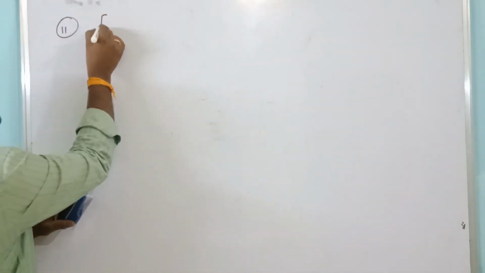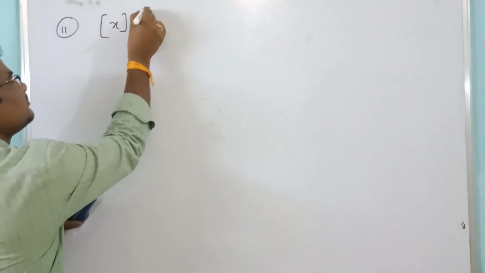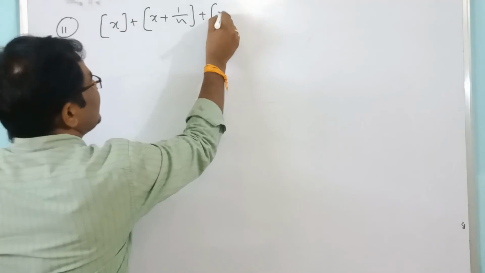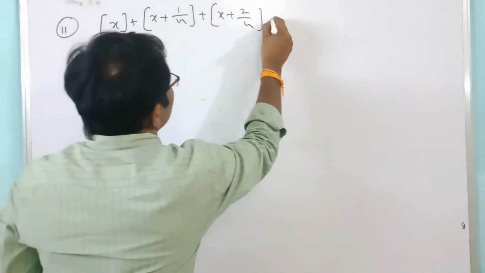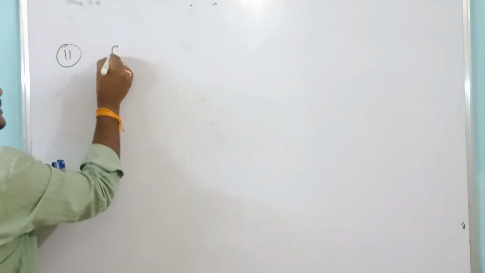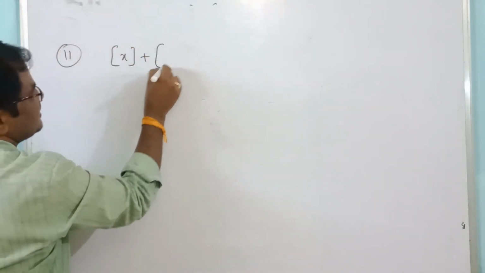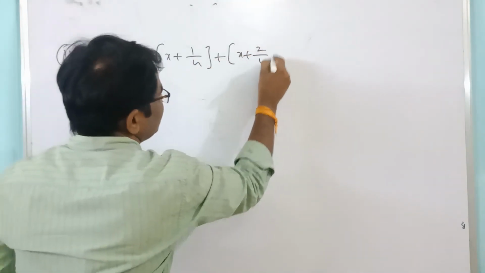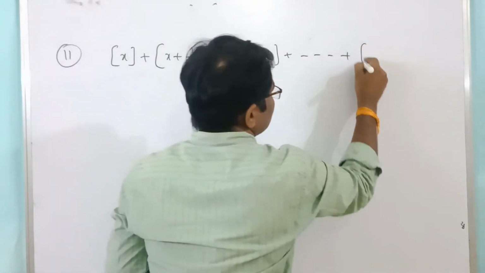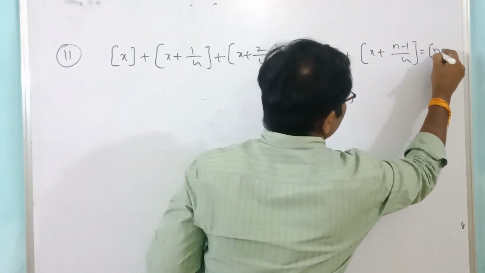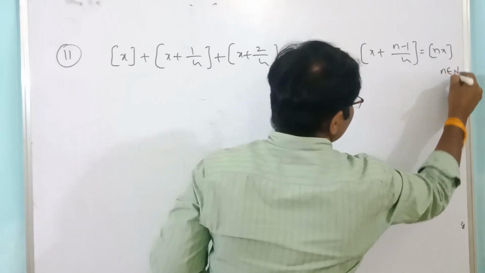Next one. This one: floor x plus floor of x plus 1 by n, plus floor of x plus 2 by n, plus etc., plus floor of x plus n minus 1 by n, equals floor of nx, where n belongs to the integers.